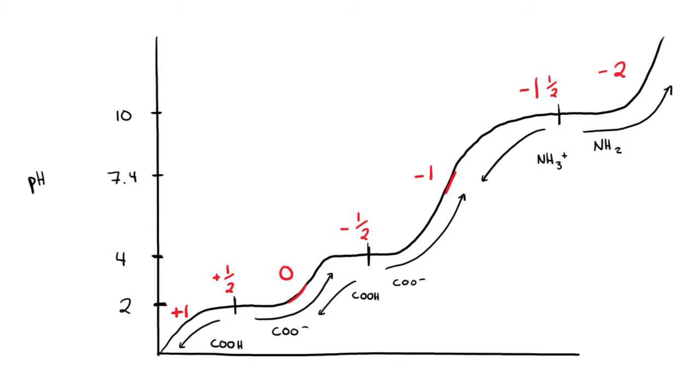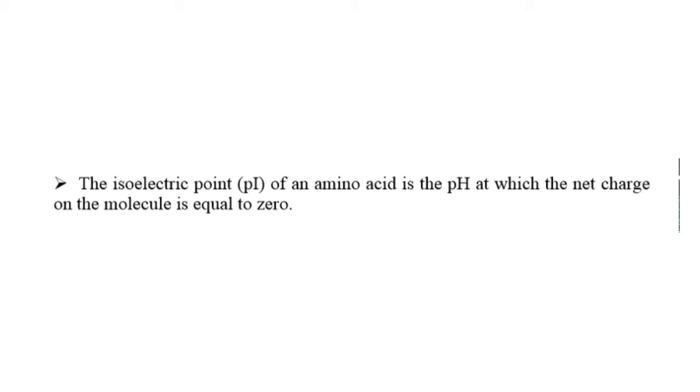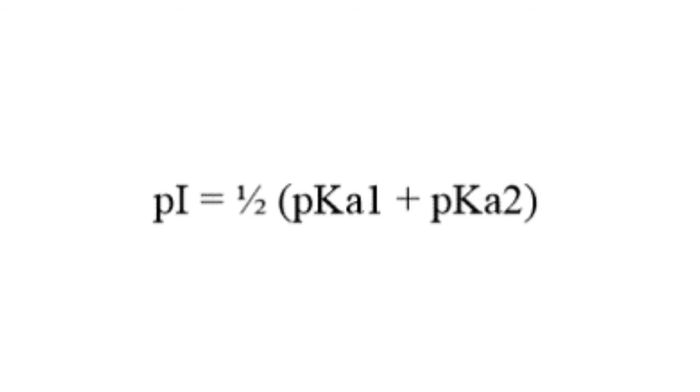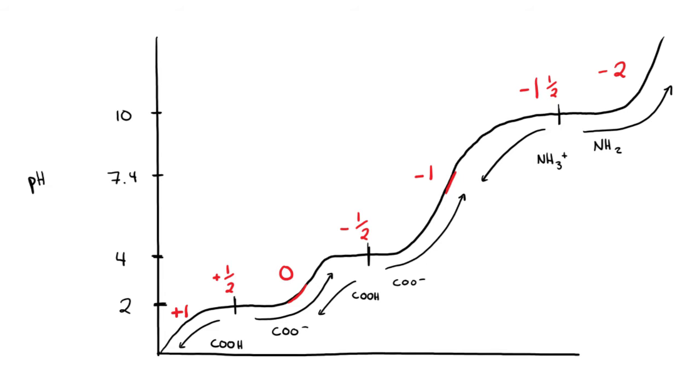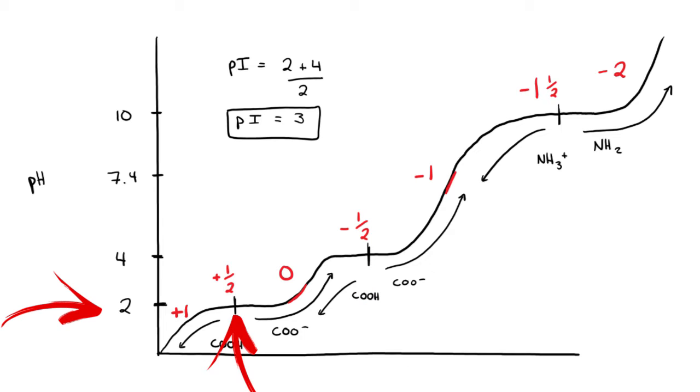The last thing that we need to talk about before moving on is the isoelectric point, or PI. This can be calculated with the following formula. pKa1 plus pKa2 divided by 2 equals our PI. Now for triprotic amino acids, we use the 2 pKa's that surround the point of 0 charge. For this amino acid we used here, we would take 2 plus 4 divided by 2 for our PI of 3, which is this point right here, and that's our point where our amino acid has 0 charge.